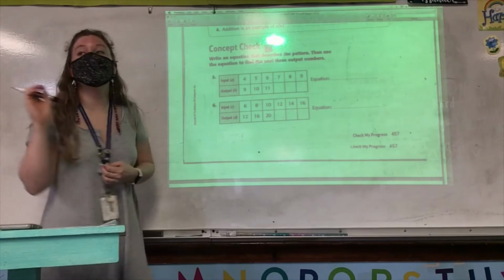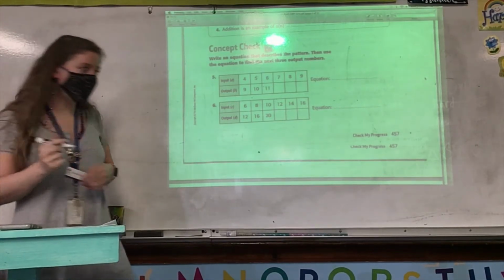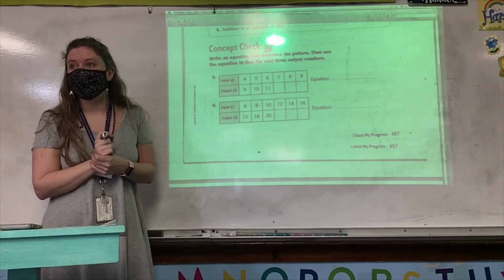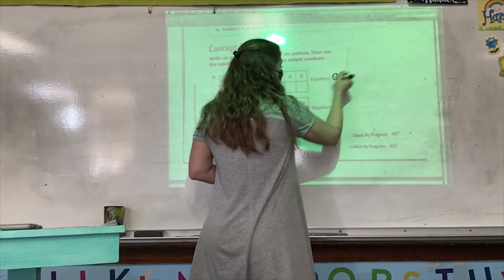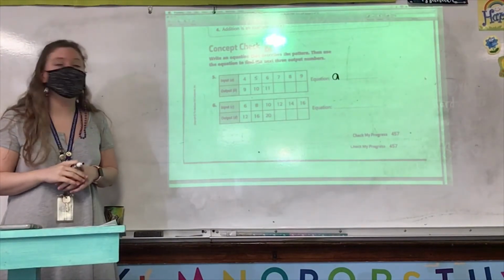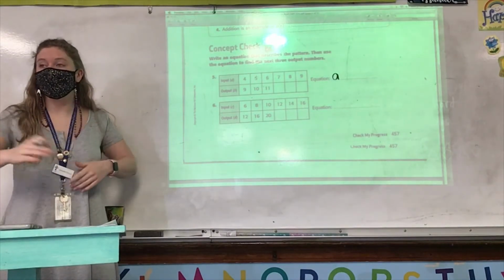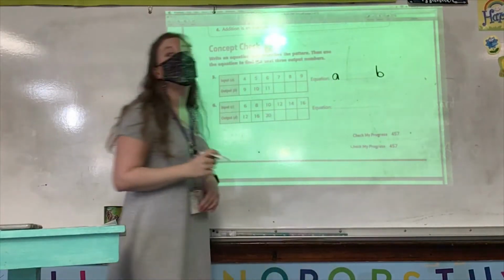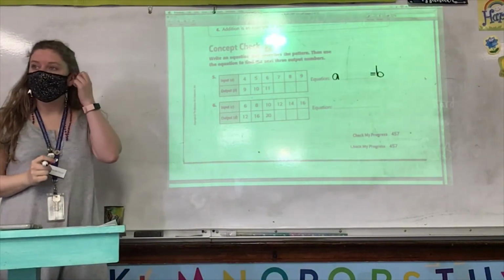Lena? Variables. The input and output variables. What is the input variable? A. Where does it go? In the equation, it's the first part of the equation. It's at the beginning of the equation. We also know the output variable. What's the output variable? B. Where does it go? Behind the equal sign, at the end of the equation. And we know that an equal sign comes right before the output variable.